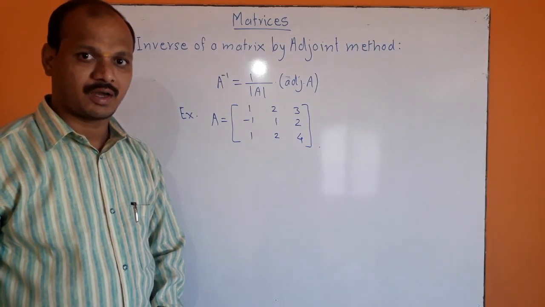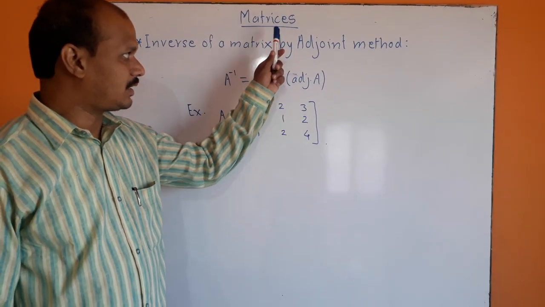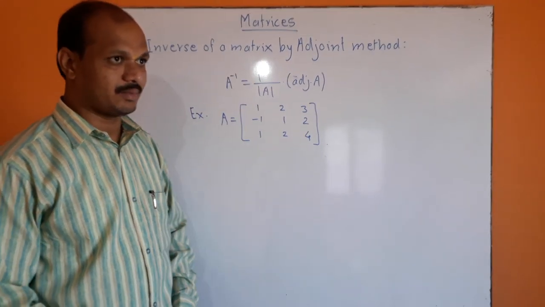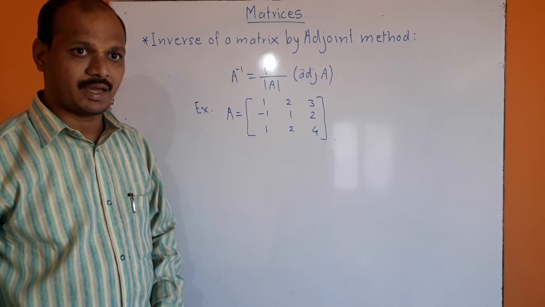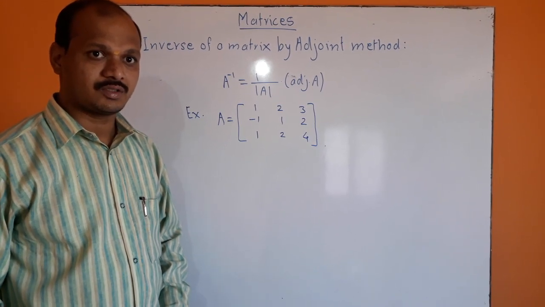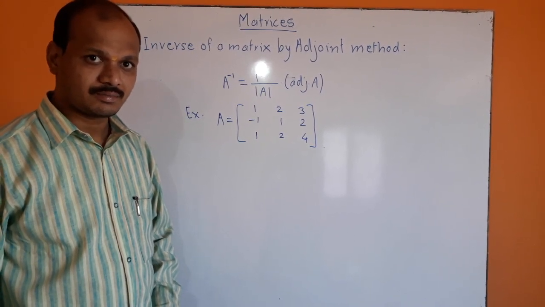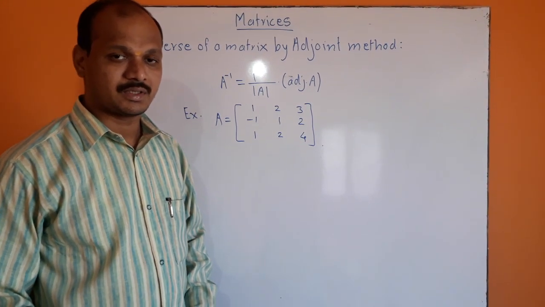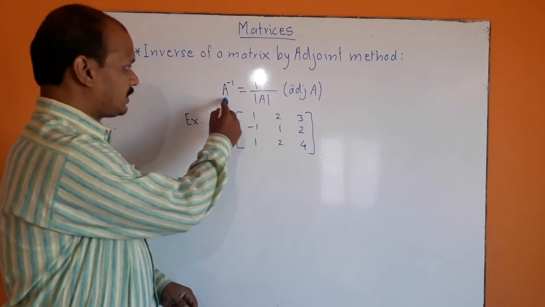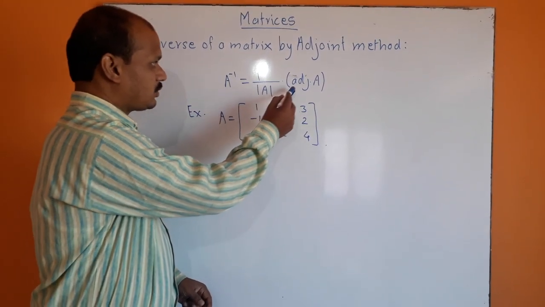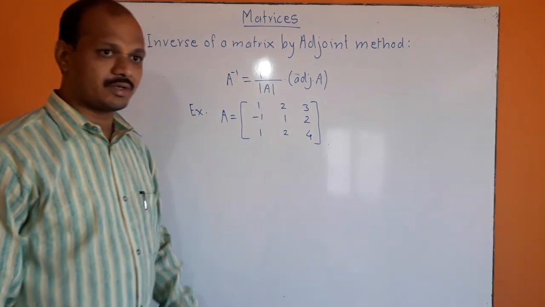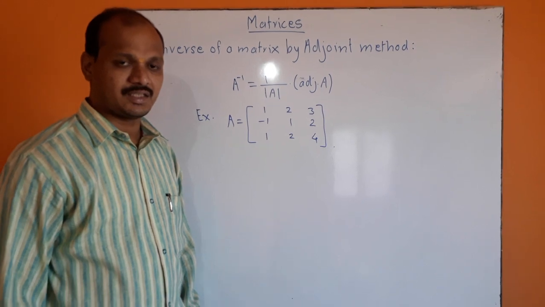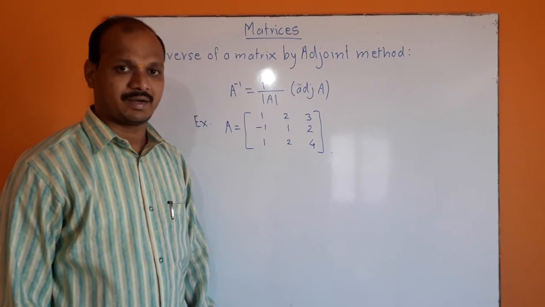Hello students, today we are going to see the matrices chapter and a very important method, that is the inverse of a matrix by the adjoint method. Let A = [aij] be a non-singular square matrix, that is determinant of A is not equal to 0. Then A inverse exists and is given by A inverse = 1 upon determinant of A into adjoint of A. Here note that determinant of A is not equal to 0, that is, A is a non-singular square matrix.